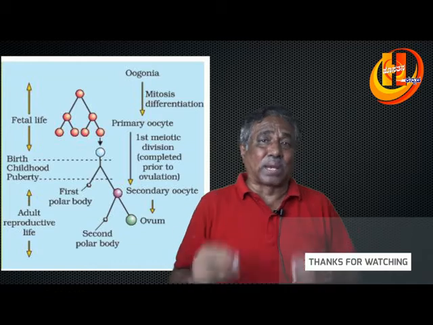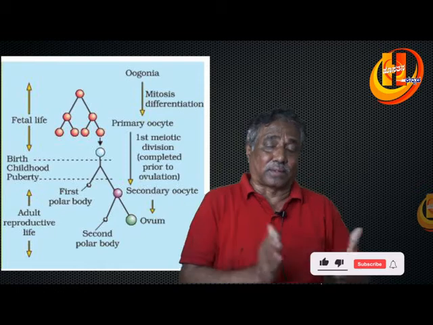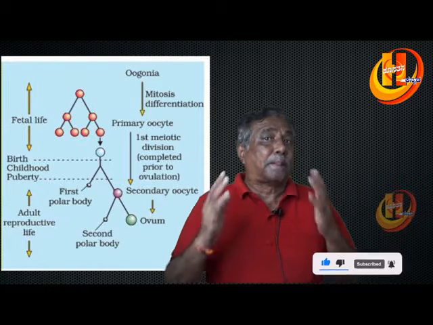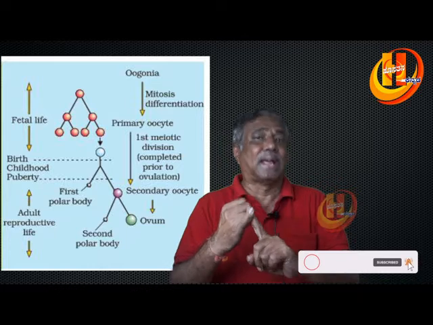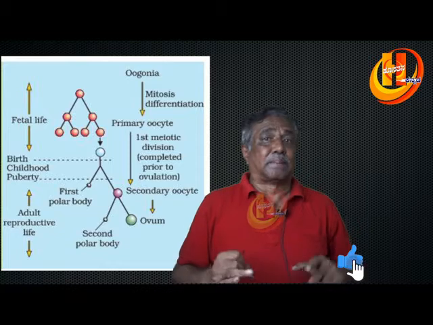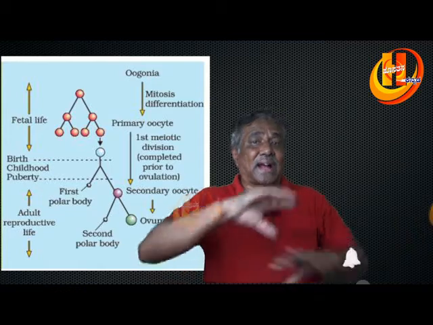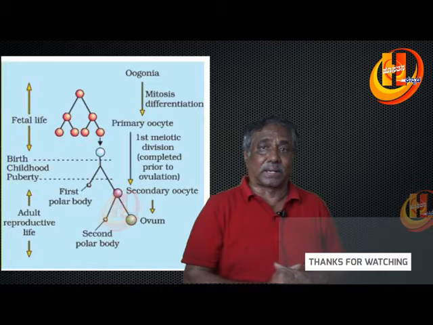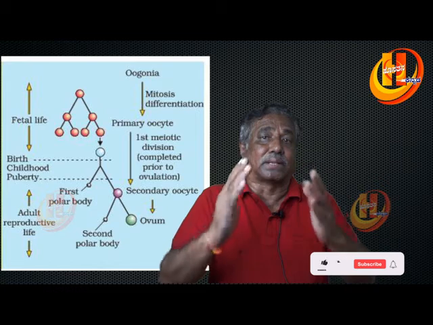And this oogonia enters into first prophase of the meiotic division. First prophase, enters and develop into primary oocytes. Primary oocytes by developing granulosa layers become primary follicle. At puberty about 60,000 to 80,000 primary follicles are present.